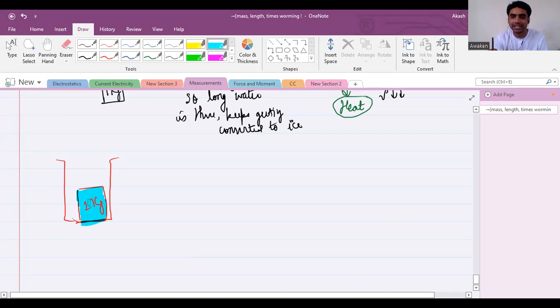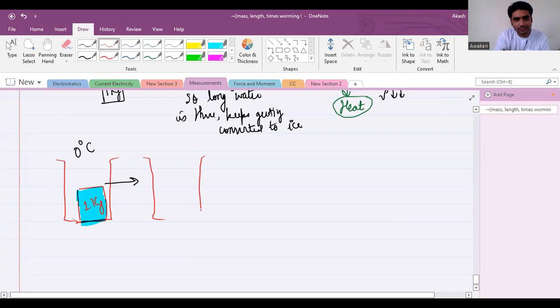Now you just kept on heating. The temperature of this 1 kg ice becomes 0 degree, right? It will still remain ice, mind you. Now if you heat it a little more, it will remain at 0 degree only, but some portion of the ice will melt.